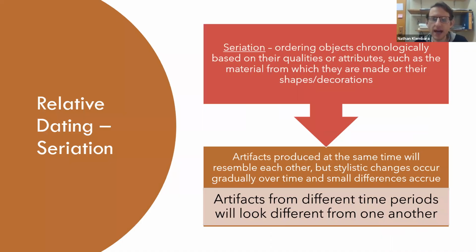Another relative dating method that we have is seriation. And seriation is when we order objects chronologically based on their qualities or attributes, right? This is kind of a complicated thing, at least it's hard to explain, but once you get it, it's pretty simple. Essentially, seriation says that artifacts produced at the same time will tend to resemble one another, but that over time, the style of the objects will change. And eventually, small differences will accrue. And if we put things in order based on those small differences, we can actually say what things are older than others. This is easiest to explain with a really quick example of looking at iPhones.